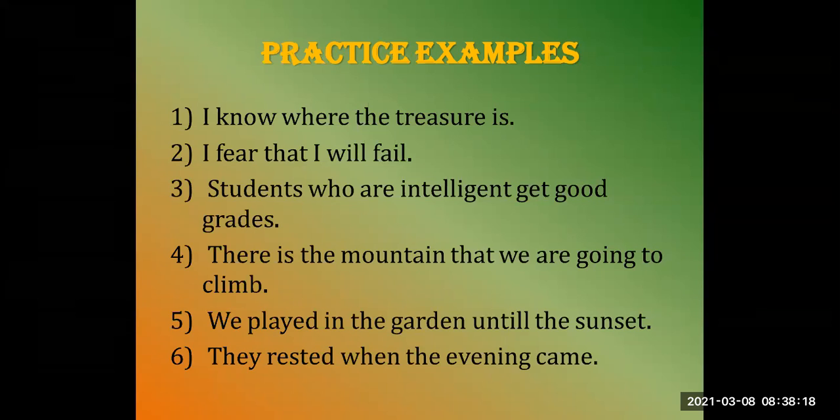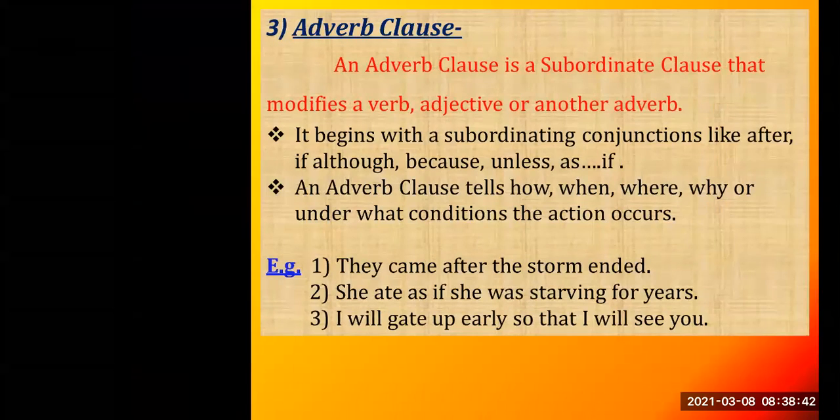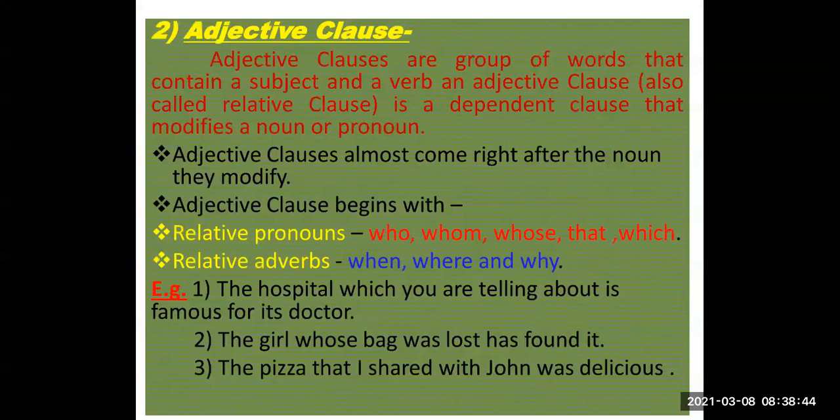And we played in the garden until the sunset. Until the sunset is the adverb clause. And they rested when the evening came. When the evening came is our adverb clause. Evening is the subject, came is the verb. So here we have done the revision of clauses.